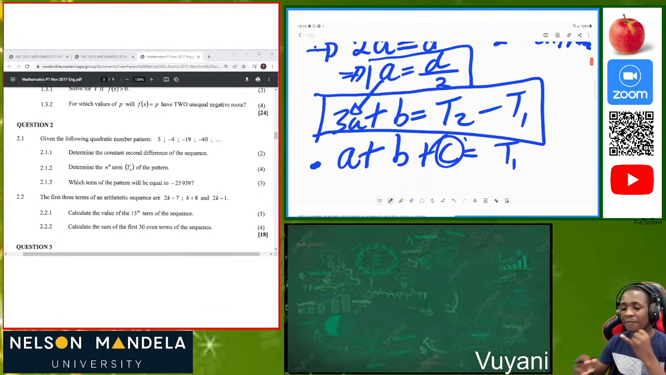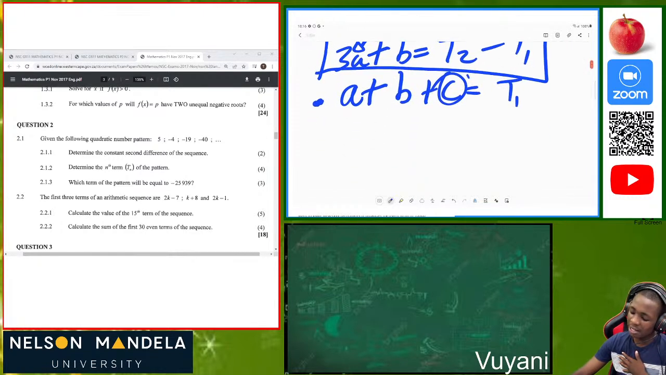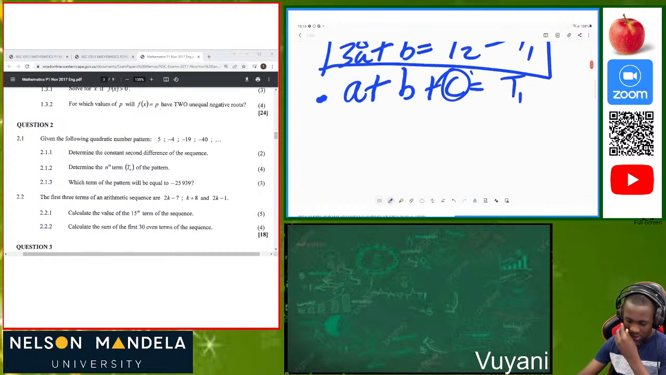Now we know the value of a, we also know the value of b. Now we want to calculate the value of c. So in order for you to calculate the value of c, we say a plus b plus c is equal to t1. Then we make c the subject of the formula so that we can get its value. That's an overview on the quadratic sequence.